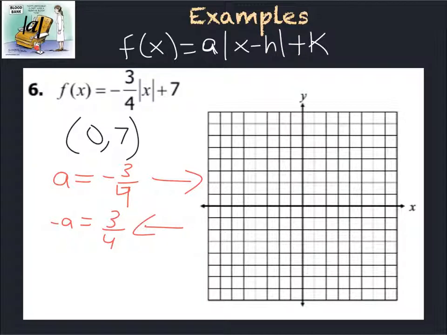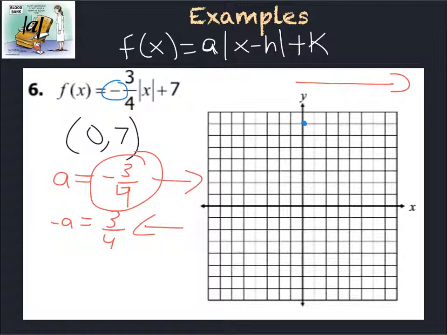So let's go ahead and plot our vertex. Our vertex is 0, 7, which is up here. And I want you to notice something else. This is a negative. So what do you think that's going to do to our absolute value graph? It's going to flip it, and we also talked about that today. So you should recognize that negative is going to flip the V, so the V is going to be facing downward.